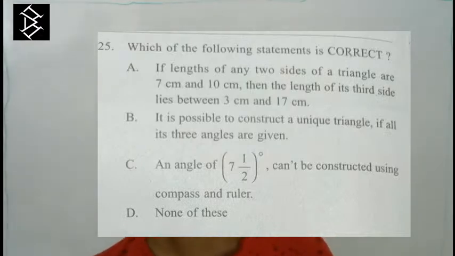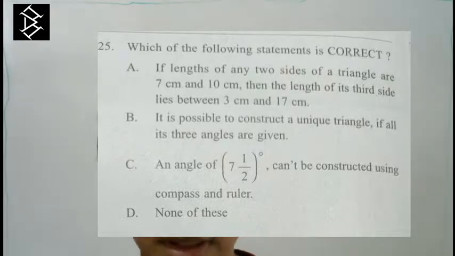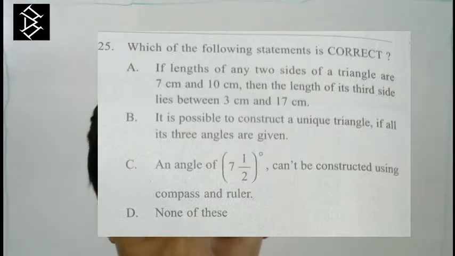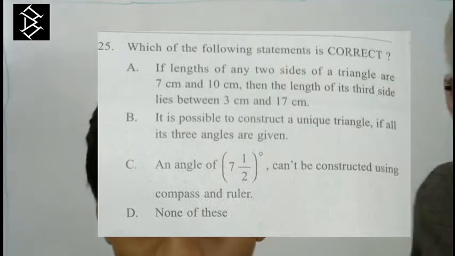Yeah, so we can construct 60 degrees with compass and ruler. Then we can bisect it to get 30, and again bisect it, so it will become 15. Option D, none of these, can't be there because option A is the incorrect option. So we'll move on to the next question. Yeah, I can see everyone has A. So next question.